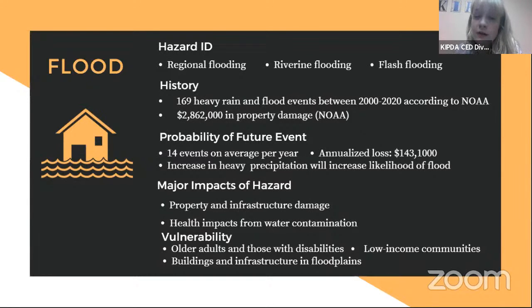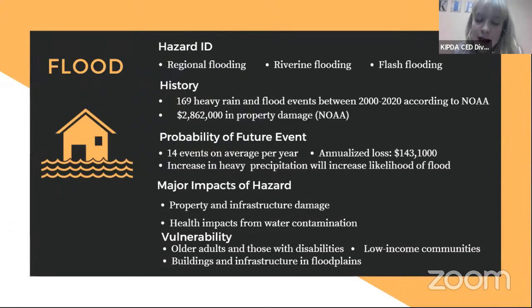So the probability of a flood happening every year, there's about 14 flooding events on average per year in the KIPTA region. So it's one of our top hazards, and that's led to an annualized loss, a yearly loss of about $143,000. And the probability of floods is only increasing as heavy precipitation is expected to increase in coming years due to climate change. So it's kind of only intensifying.